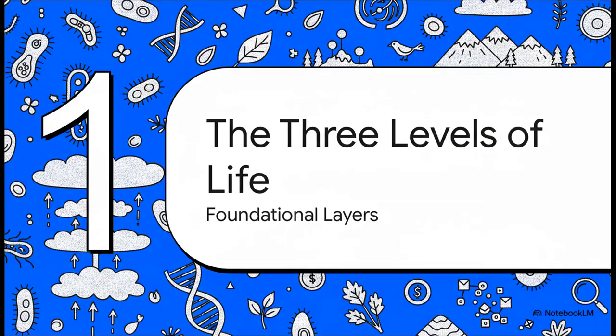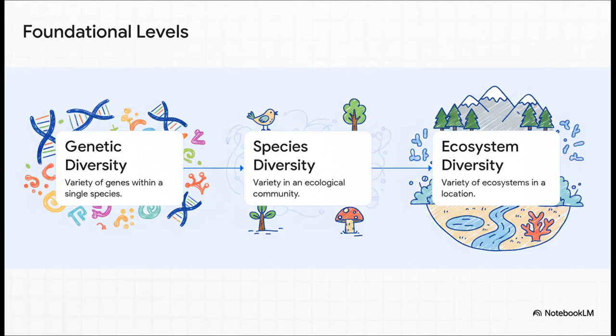Okay, first things first. Let's look at those foundational layers. You see, biodiversity isn't just one flat idea. It's more like a stack of 3 concepts that build on each other, taking us from the microscopic all the way to the massive. And here they are: genetic, species, and ecosystem diversity. The easiest way to think about this is like we're using a zoom lens. We're going to start zoomed way in, inside a single species. Then we'll pull back to look at a whole community of species, and finally, we'll zoom all the way out to see the entire environment they live in.